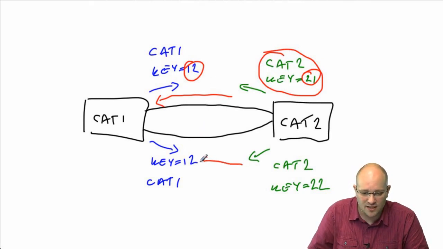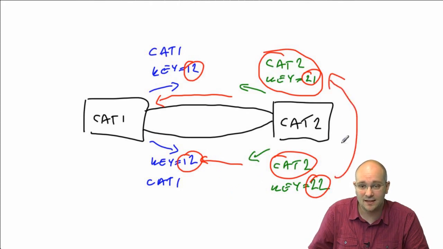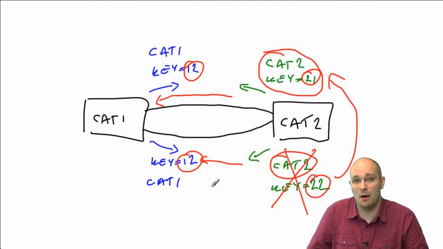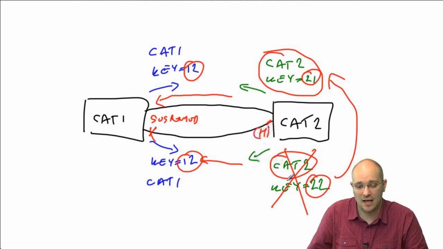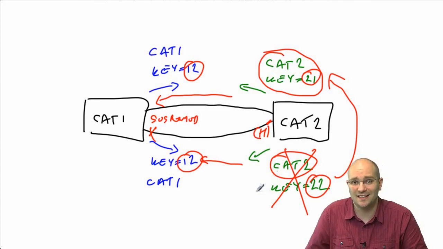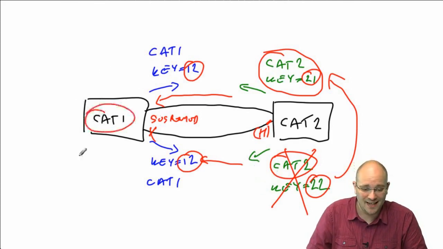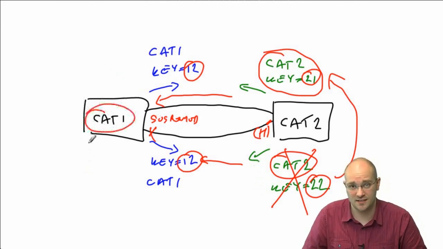But then I receive this frame, which tells me that this is Cat2, that on my key 12 is attempting to use a different key than the key that I already used. This is not good. I am detecting a misconfiguration, and this link is going to be suspended. On Cat2, this one is going to go into hot standby state, because as far as Cat2 is concerned, this is not necessarily a misconfiguration, just something that it cannot use directly. It will be Cat1 that detects this as a problem.